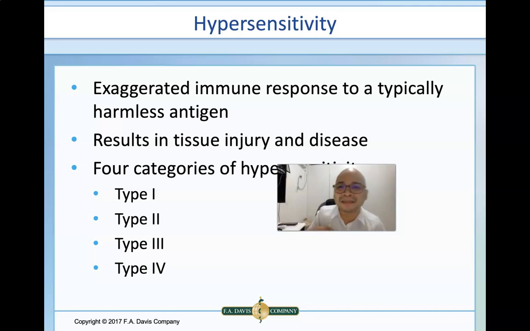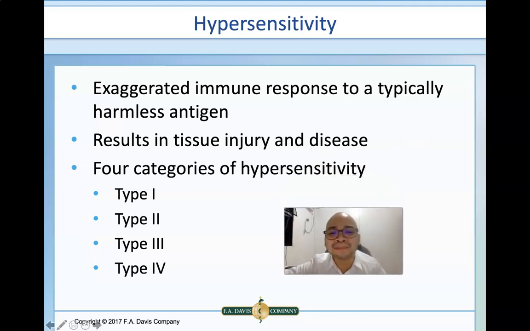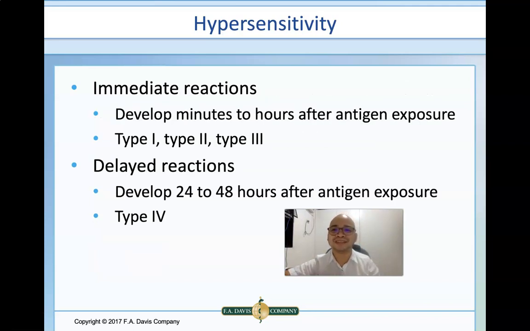In fact, you may not believe it, but a simple pollen or a simple chalk dust or the food that you are consuming could also be a possible trigger of hypersensitivity reaction. So, it would result in tissue injury and disease, and there are actually 4 categories of hypersensitivity reaction. These are classified as types 1, 2, and 3, and then we also have the type 4.